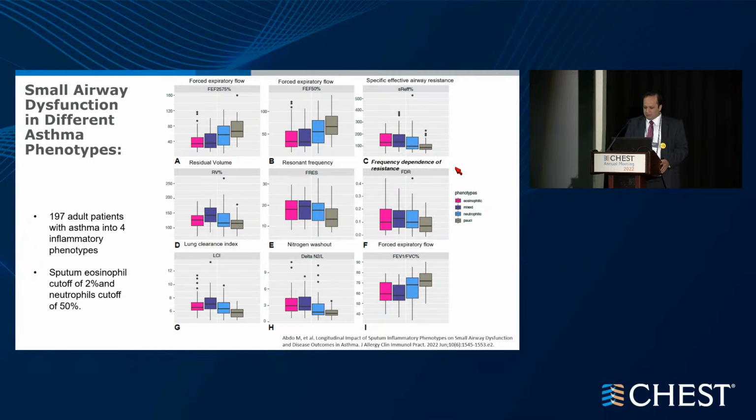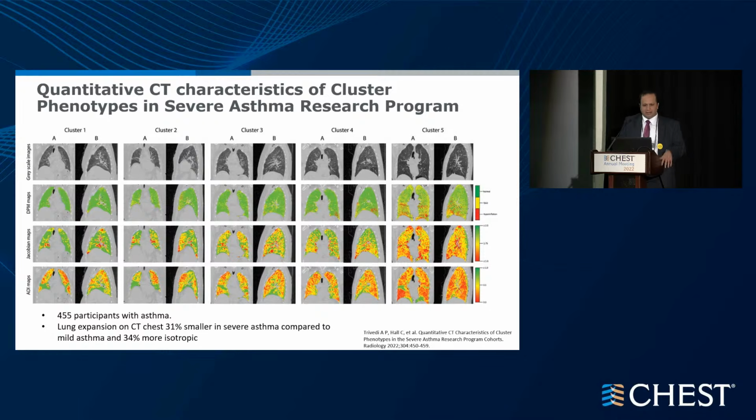These are all the different measures that they did, and we already discussed them in detail, so I won't be describing them. But what they really saw is that small airway disease was much more prevalent in patients with eosinophilic and mixed profiles compared to the paucigranulocytic profile. And these are also the patients who may have small airway dysfunction that is present silently.